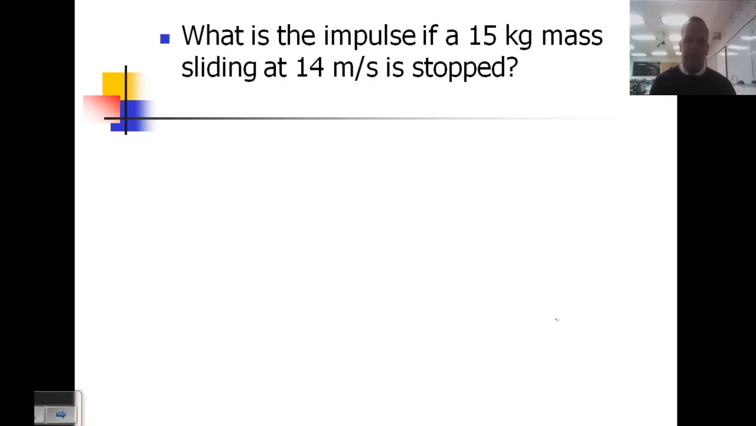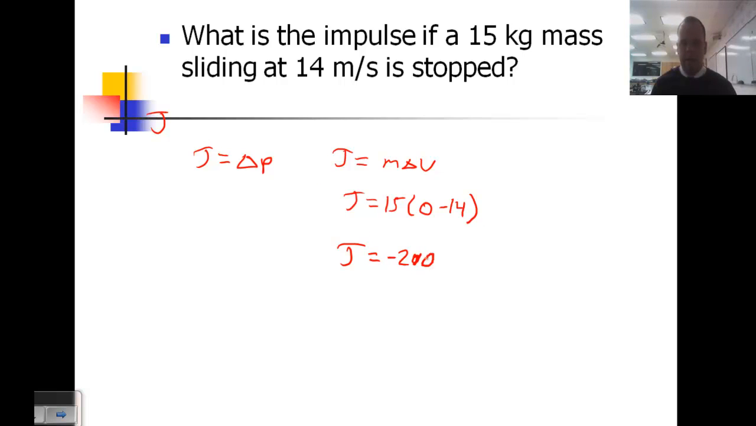What is the impulse if a 15 kilogram mass sliding at 14 meters per second is stopped? Remember, impulse is the same thing as change in momentum. So we can do mass times change in velocity. So the impulse here is the mass, 15, times the change in velocity, 0 minus 14, since the final velocity is 0 here. So we'll do 15 times negative 14, which would be negative 210 newton seconds.